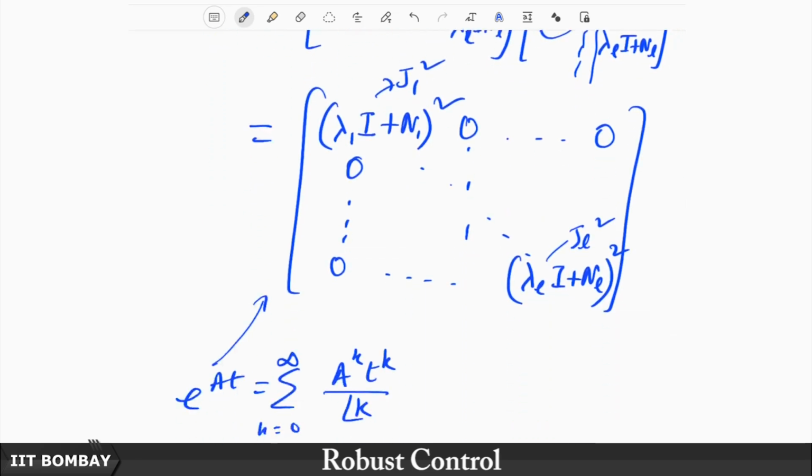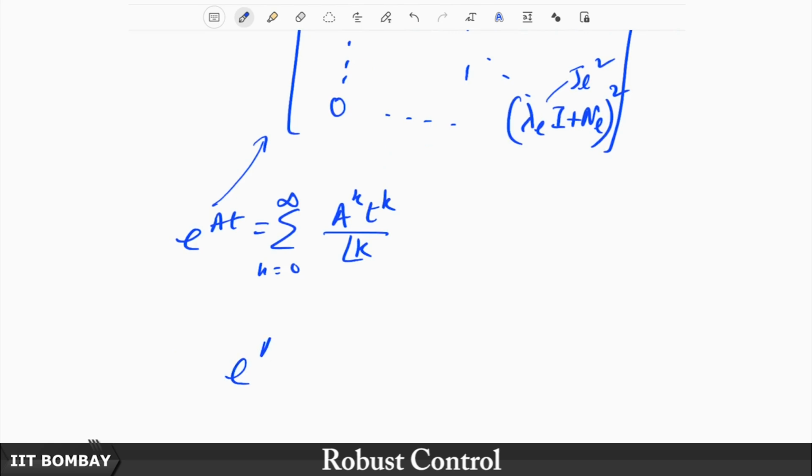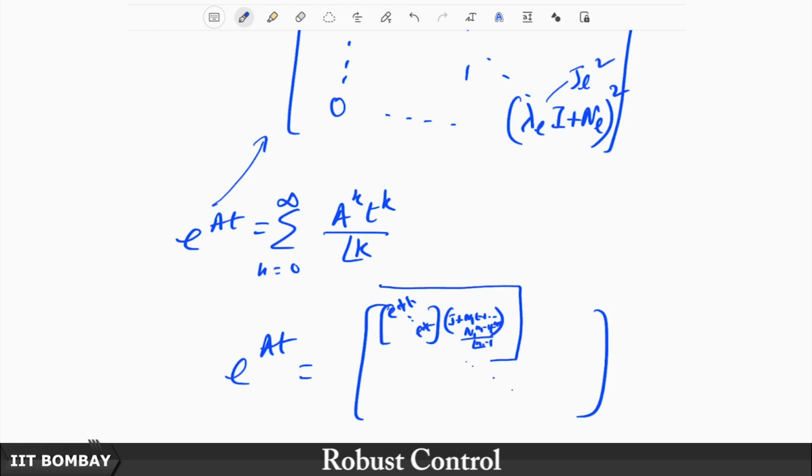So therefore, this e to the At will look like this, where you have e to the lambda 1 t, dot dot dot, e to the lambda 1 t, and then this finite sum, I plus n1 t plus dot dot dot till n1 to the power small n1 minus 1, t to the power small n1 minus 1 upon factorial n1 minus 1. So whatever you did to the individual Jordan blocks, now you do to the individual blocks here in this big matrix and place them there.